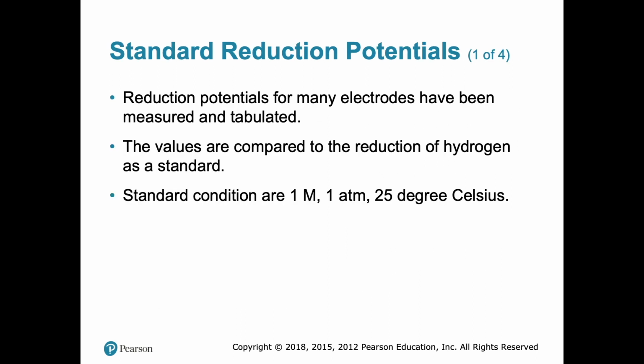So now that you know about potentials, there's this thing that we call standard reduction potentials. The standard reduction potentials are the reductions of many electrodes that have been measured and tabulated, and the values are compared to the reduction of hydrogen as a standard. And these are at standard conditions. Remember, I told you about knowing what the standard conditions are a couple weeks ago. The standard conditions are 1 molar, 1 atm, and 25 degrees Celsius, or the Kelvin equivalent of 25 degrees Celsius, which is what?